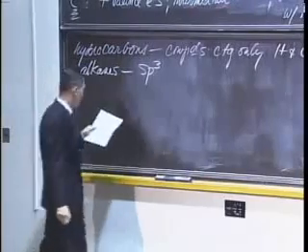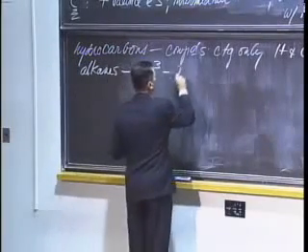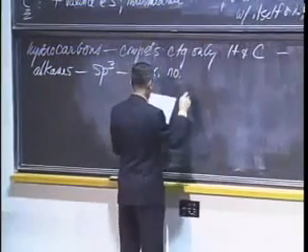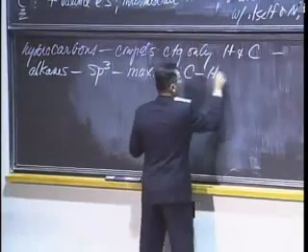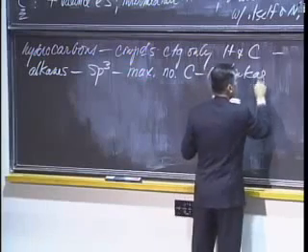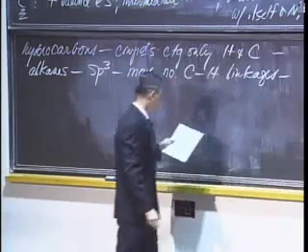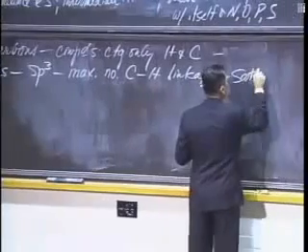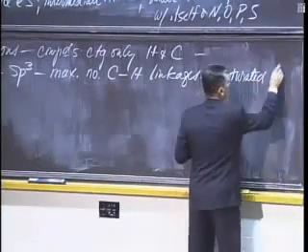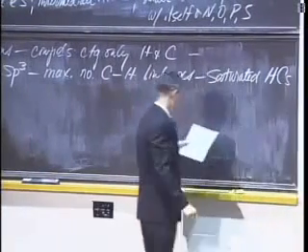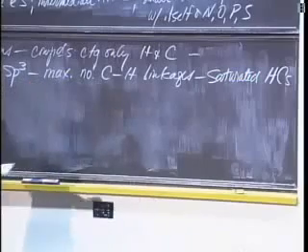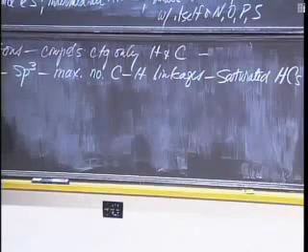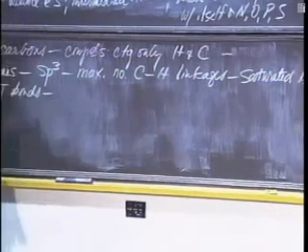All the carbons are sp3 hybridized, and so that gives us the maximum possible number of carbon-hydrogen linkages. And so the chemical term for such compounds is saturated. These are saturated hydrocarbons. And all of these bonds are sigma bonds, because they're all single bonds. So these are the characteristics.